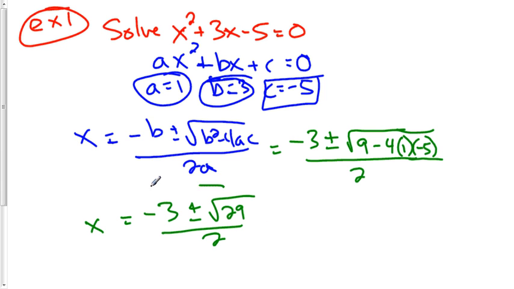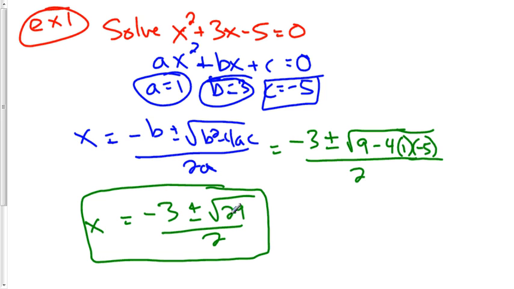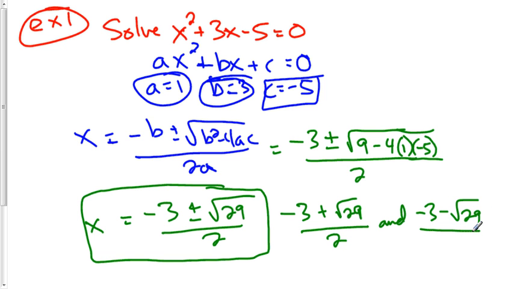And just a reminder, we could find an approximation of this by putting it into our calculator, but a reminder, this is two solutions. Negative 3 plus square root of 29 over 2, and negative 3 minus square root of 29 all over 2. And I think if you do it out on the calculator, you're going to get 1.19 and negative 4.19. But most times we're going to want this as an exact value. Okay, let's go to another example.